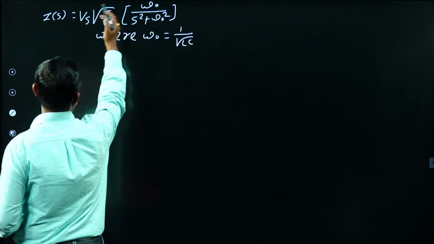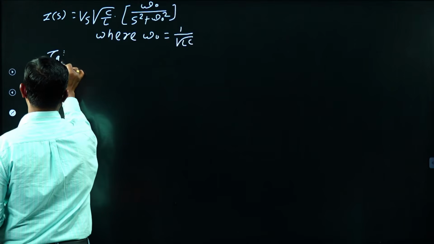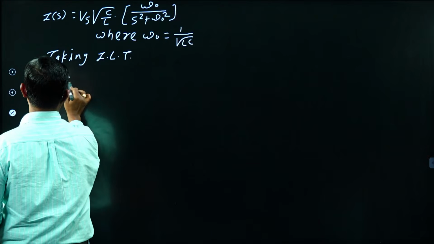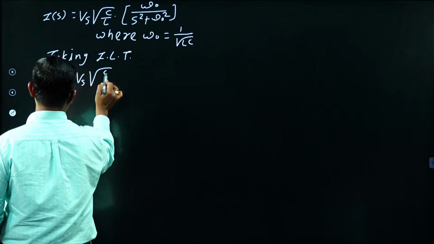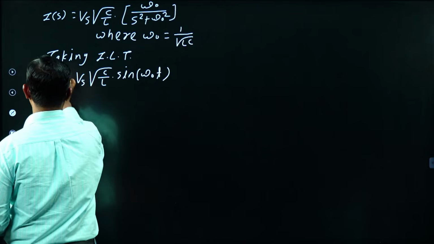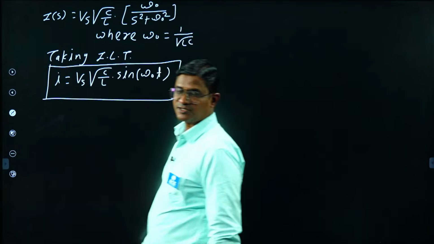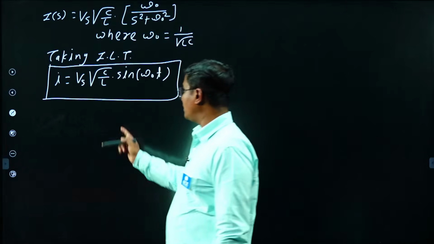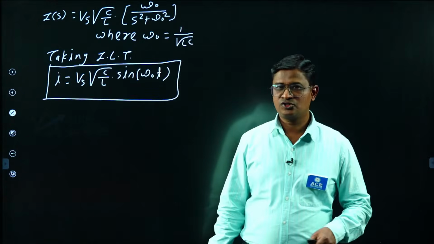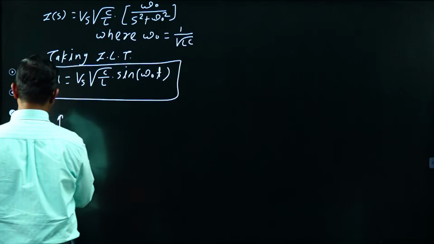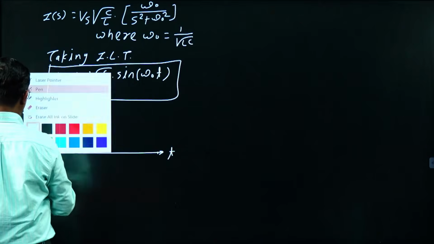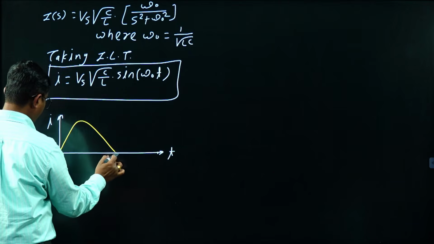Now I can directly take the inverse Laplace transform. Taking the inverse Laplace transform, I get I equal to Vs under root C by L into sine of omega 0 t. This is my current expression. So my current nature in the circuit is sinusoidal. My current is like this. This is time t equal to 0. I'll be getting this type of current nature.